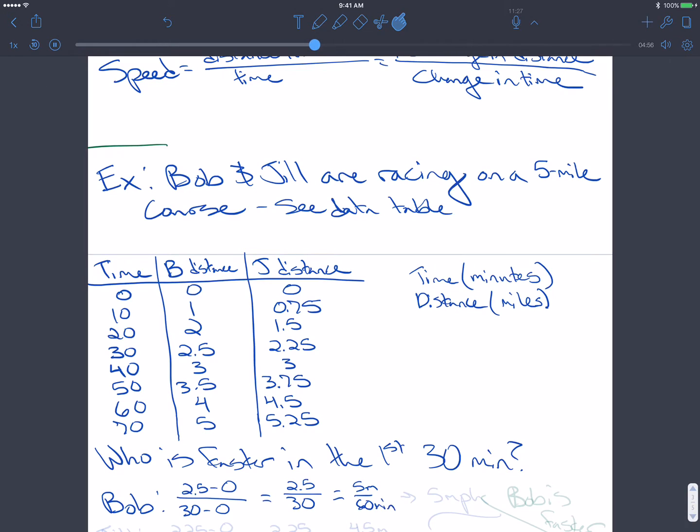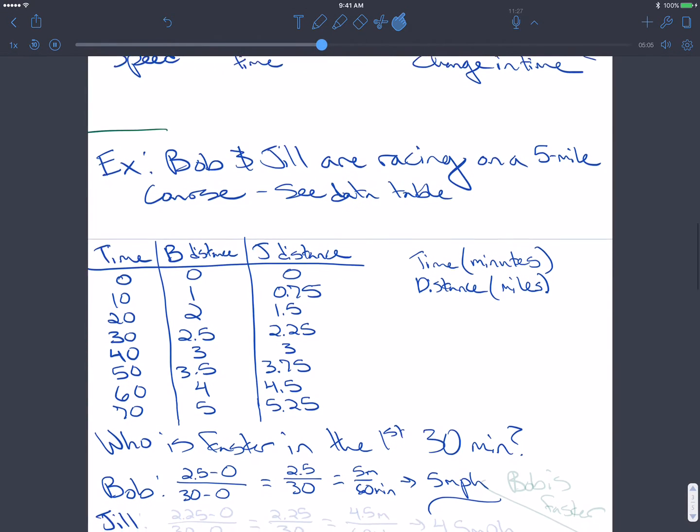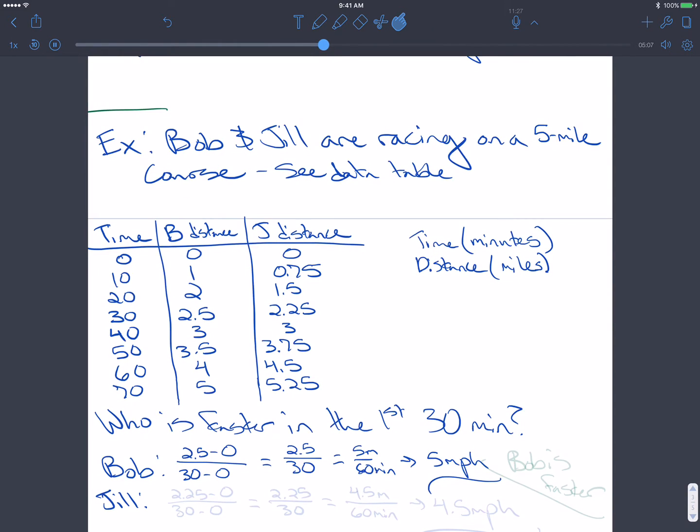Which means that we're looking at 5 miles per hour for his speed. And then Jill was at 2.25. 2.25 minus 0 over 30 minutes minus 0. And so we have 2.25 over 30. And that's the same as 4.5 miles per 60 minutes, or 4.5 miles per hour.